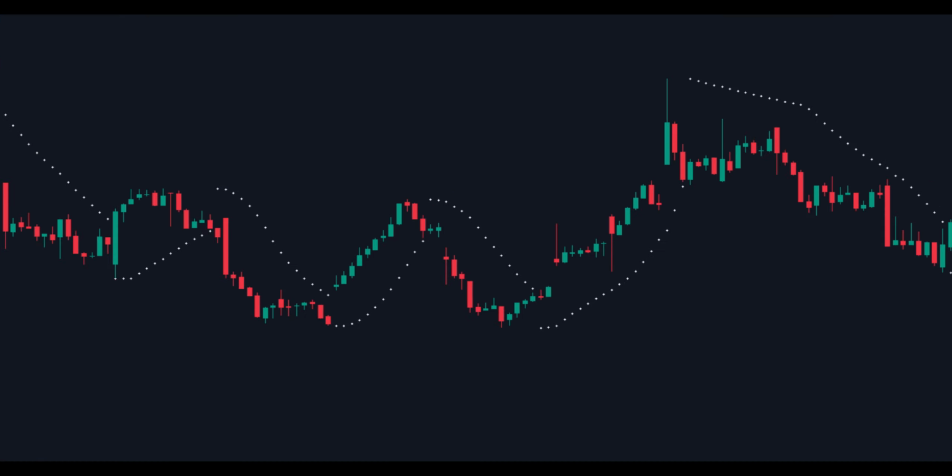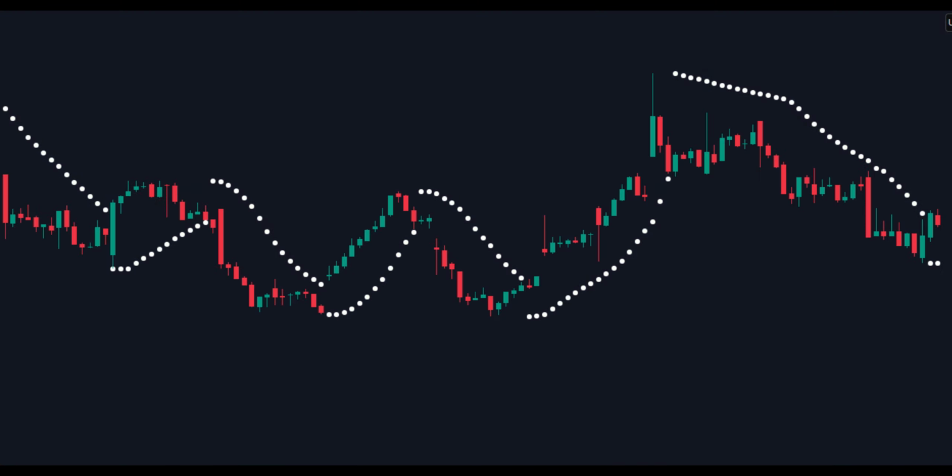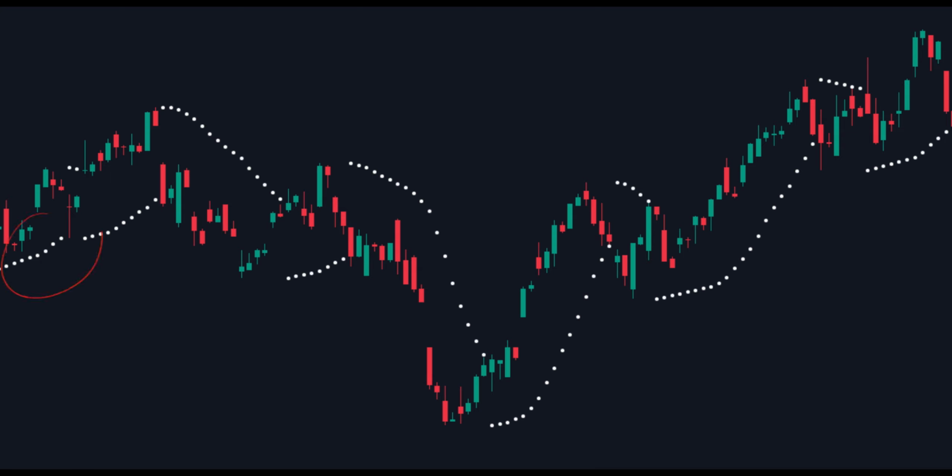Right away, you'll notice that the Parabolic SAR consists of a series of small dots. Using this indicator is straightforward. The position of these dots helps us determine the direction of the trend. If the dots appear below the candlesticks, it signals an uptrend, suggesting that the market is moving higher. Conversely, if the dots are above the candlesticks, it indicates a downtrend, meaning the market is moving lower.